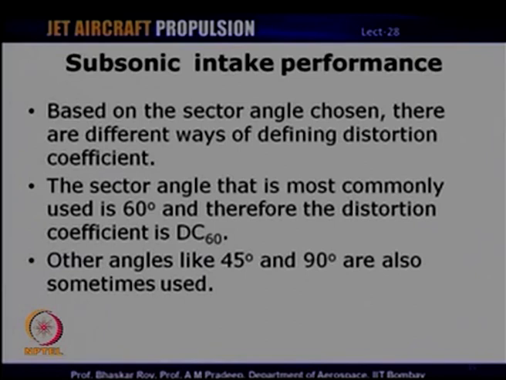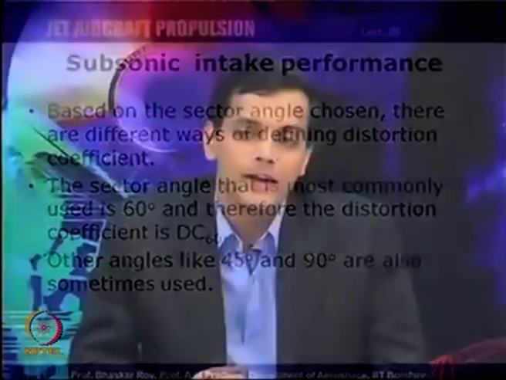Based on this we can have different ways of defining DC theta depending upon the sector angle chosen, and one of the most common angles used is a sector angle of 60 degrees, and that is why the distortion coefficient for that is known as DC 60, where 60 corresponds to the sector angle. There are other angles which are also used sometimes, 45 degrees and 90 degrees, in which case it would be DC 45 and DC 90, but DC 60 has been proven to be the most common way of defining distortion coefficient, and it is widely used by engine manufacturers all over.